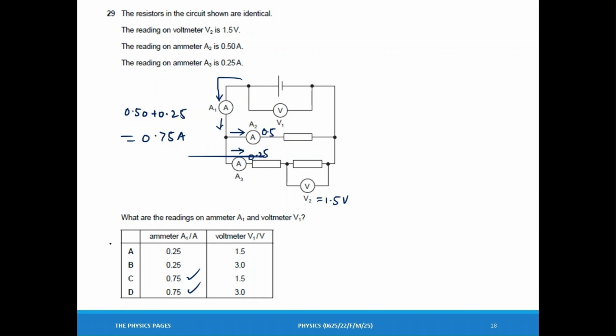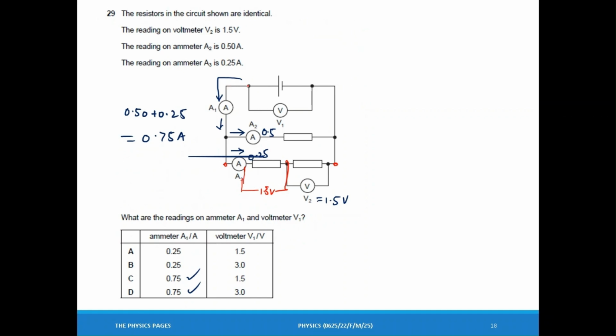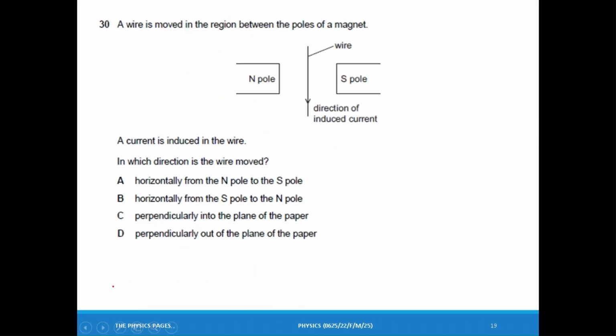Now moving to the voltages. We know that the resistances are identical here. So in the loop of current A3, it is 1.5 volt here, and for sure because the resistance is the same, it would be again 1.5 volt here. So the total across this loop is 3 volt, and this loop is the same as that loop. So V1 will have 3 volts. So 3 volt is this option, and option D is our right choice.